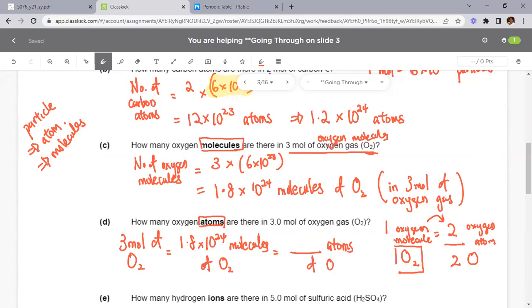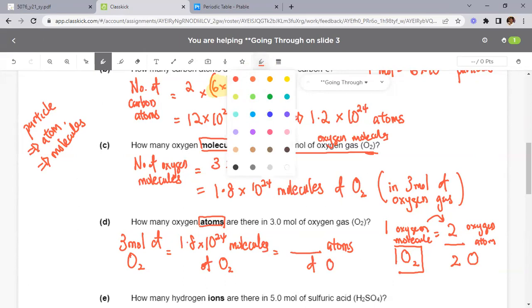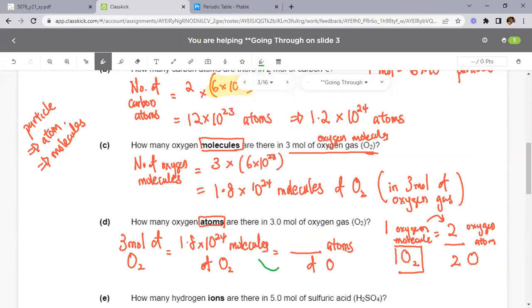So you realize from my second part to my third part, it is very similar to what I've done here. I'm just going to multiply by 2. So this is about understanding logic. Because O2 converts to O, if I take this number multiplied by 2, I'm going to get 3.6 times 10 to the power 24.